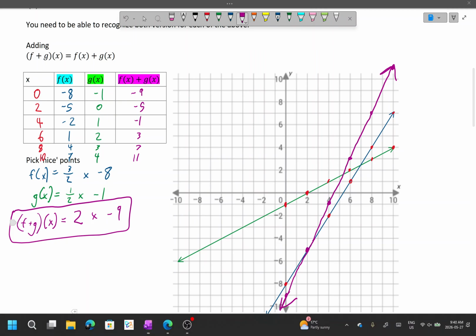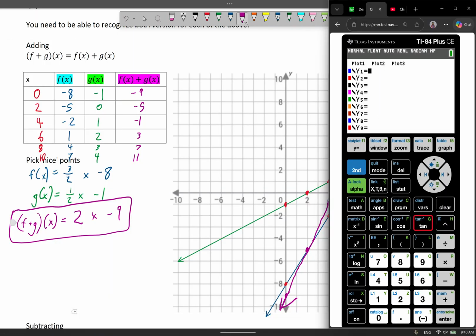And this is kind of cool because we can also graph this to check. So if we wanted to, we're not going to do this for everyone, but 3 over 2x minus 8. I'll use the same colors actually. 1 over 2x minus 1. And then here, 2x minus 9. Or, and this is the other side, well, let's just graph that first. So you'll notice that that matches with what I drew on the graph.